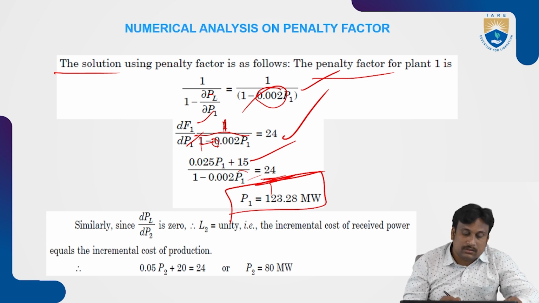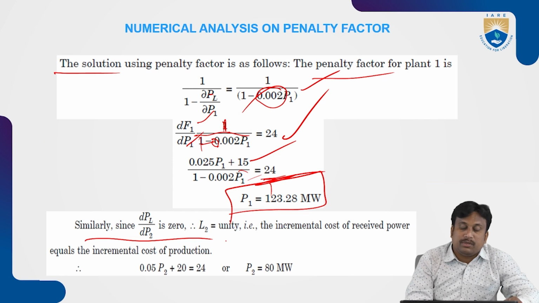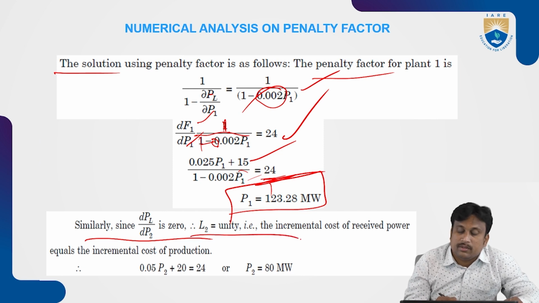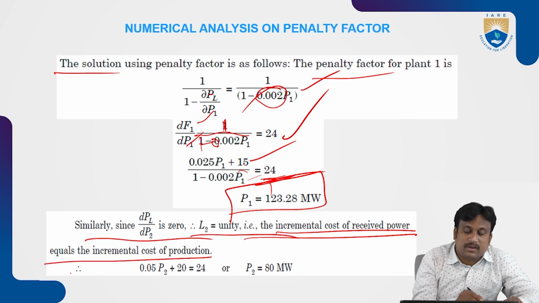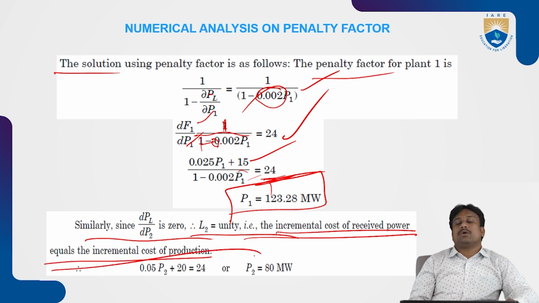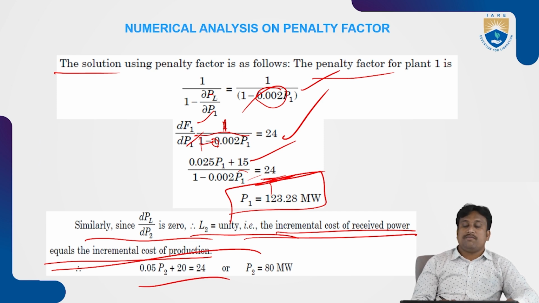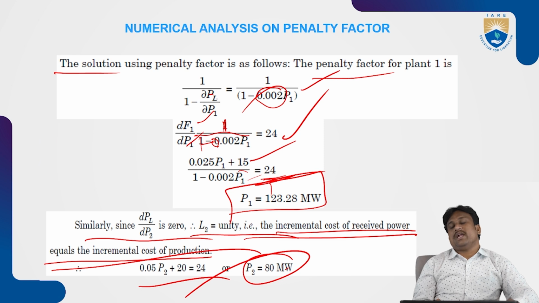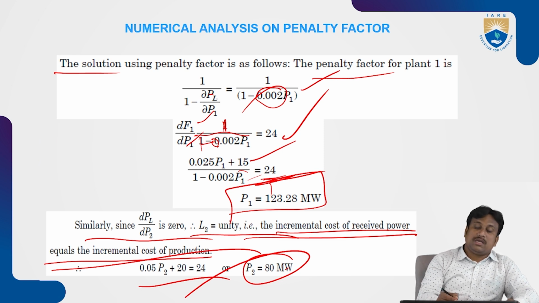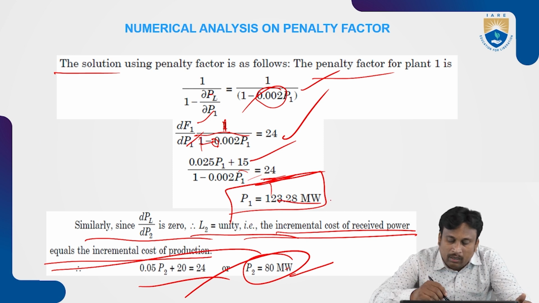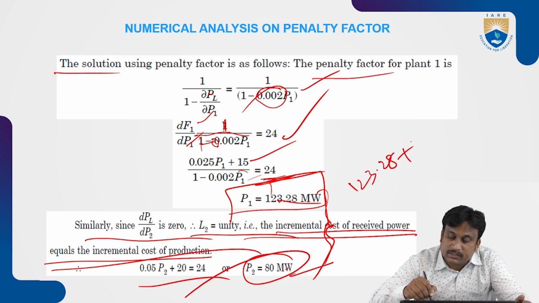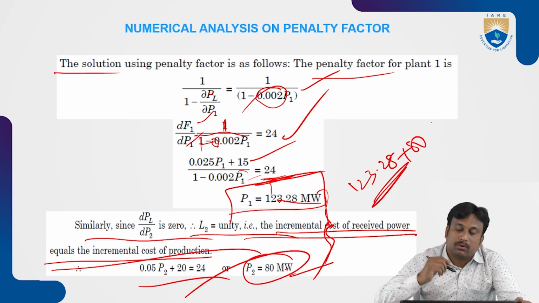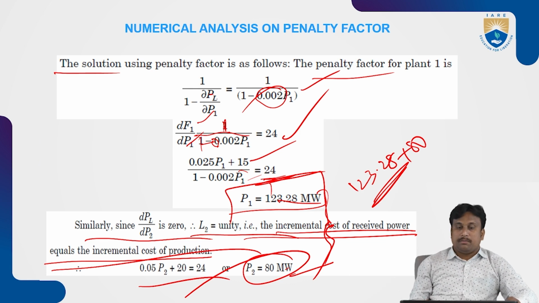123.28 megawatts. Similarly, since dPL by dP2 is 0, L2 is unity. So the incremental cost of received power equals the incremental cost of production. That is 0.05 P2 plus 20 equals 24. Or we may write P2 as 80 megawatts. So we got the value of P2 and we got the value of P1. So this total combination gives 123.28 plus 80 megawatts, so this is about 200 for the P1 plus P2 combination.